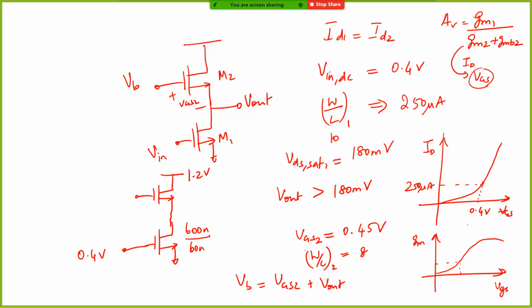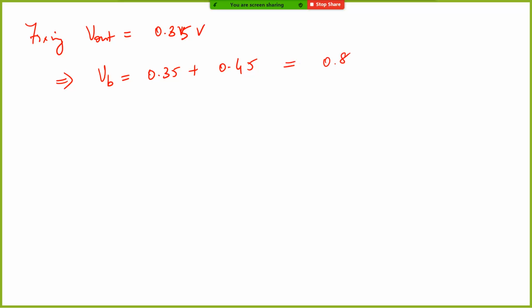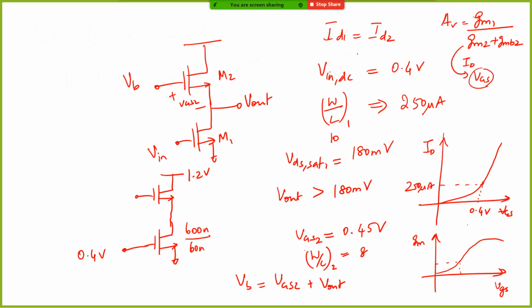So now your Vout has to be at least 180 millivolt. Let's say you want to have your Vout at, let's say, 0.35 volt. Let's say that's where you want to fix it. So which means VB is equal to 0.35 plus 0.45, which is 0.8 volt. So now what happens? This transistor, let's say this is 8, and so you have 60 nanometer, and then 8 into 60 is 480 nanometer, and this is 0.8 volt.